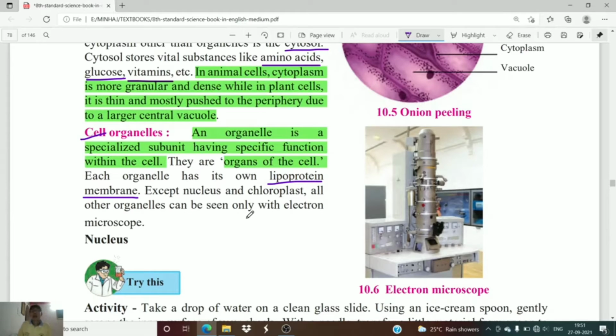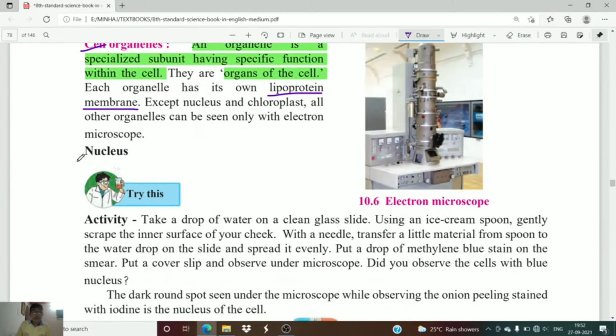Now, except nucleus and chloroplast, all other organelles can be seen only with the electron microscope. Keep this in mind that we can observe these cell organelles with the help of electron microscope only. Keeping the nucleus and chloroplast apart, other cell organelles like endoplasmic reticulum, Golgi complex, ribosomes can be seen with the help of electron microscope only. Now let us see one by one each and every cell organelle.